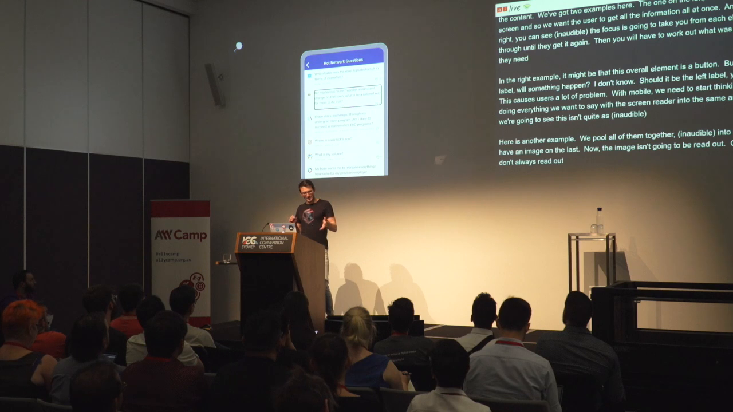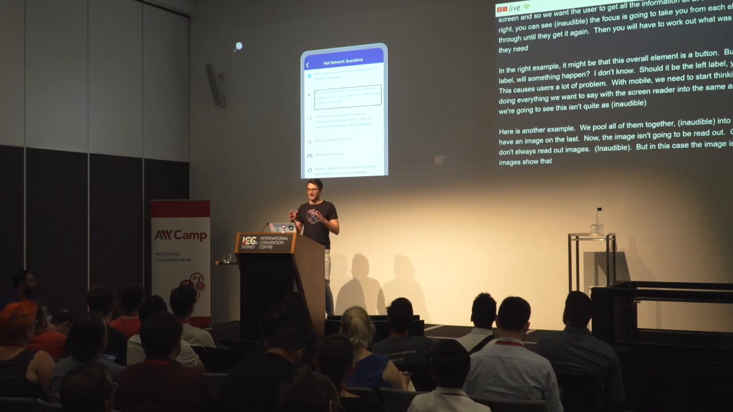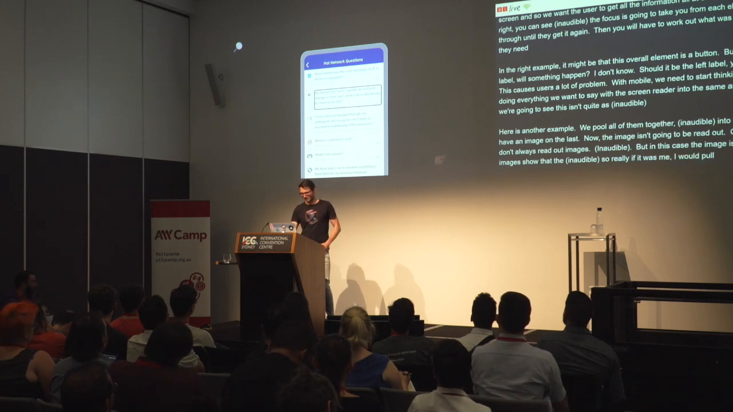But in this case, the image is really important about the context of the question. The images show the different topics of the different questions. So really, if it was me, I would pull the focus to cover the entire cell, because otherwise it might add a little bit of confusion to the user.